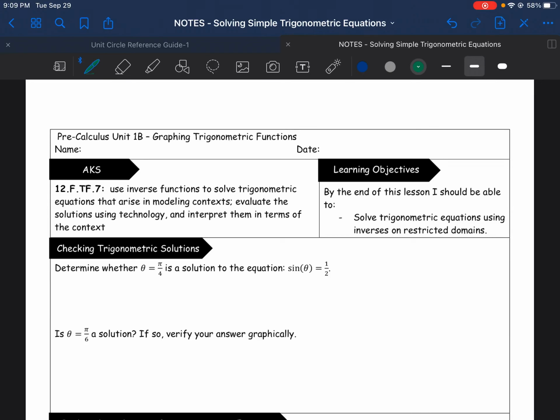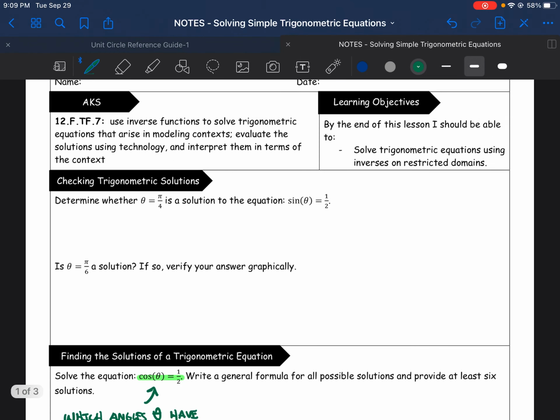In today's video, we're going to be looking at how we can solve simple trigonometric equations. Let's go ahead and get started. The first thing we want to do is see how we can check if certain solutions will work. So we're going to be checking trigonometric solutions.